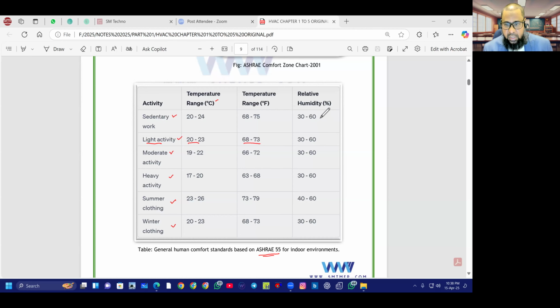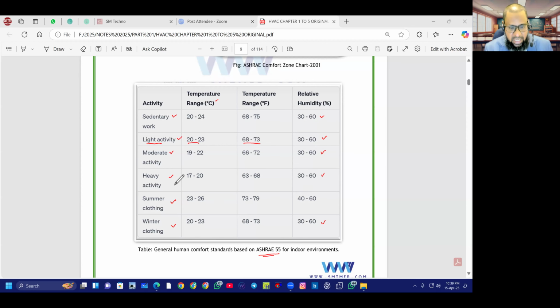You can notice for almost all the activities except one, it is 30 to 60 RH. Here in summer clothing it is 40 to 60, because if you maintain 30% for summer clothing, you may feel dryness of skin. Anyhow, we'll discuss these points later. At this level, just memorize this table. The standard temperature is 76 for summer and 72 for winter for the interview point of view, and RH is 50%.